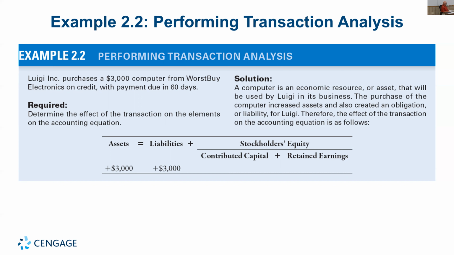But it says it's on credit. When stuff comes on credit and we have to pay someone later, that is an account payable. An account payable is a liability, so our liabilities are also increasing. As you see here, with assets equals liabilities plus stockholders' equity, our assets are going up by 3,000 and our liabilities are going up by 3,000. Our accounting equation stays in balance.